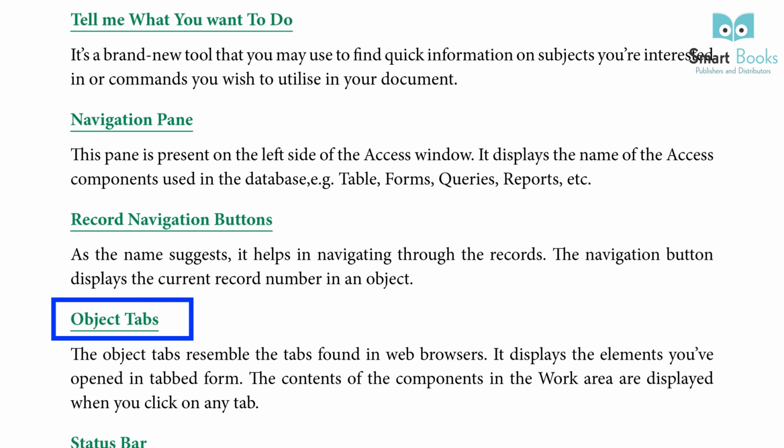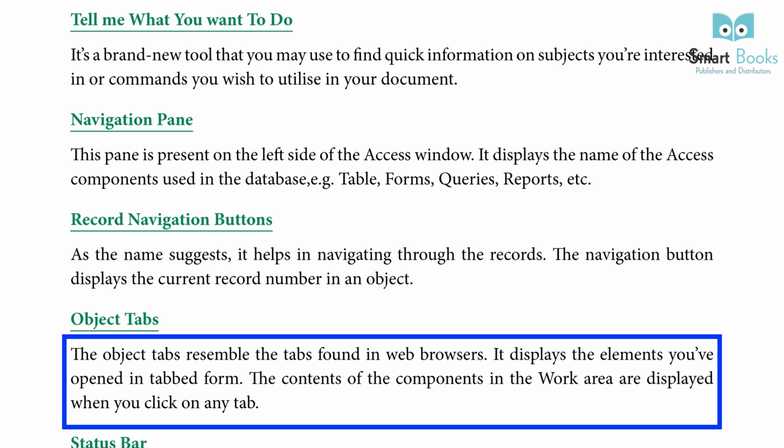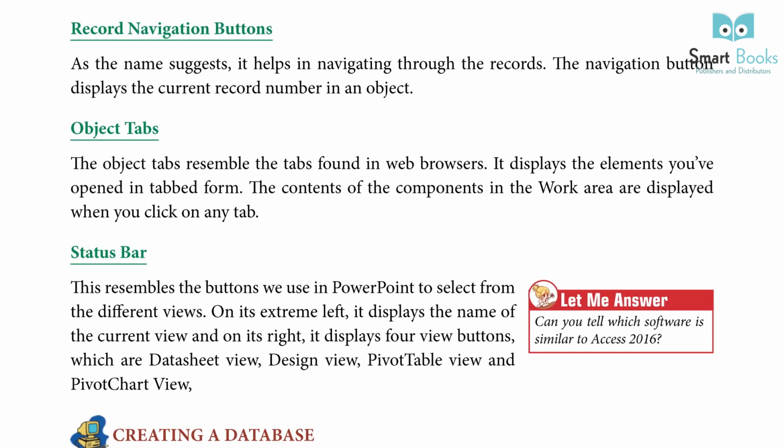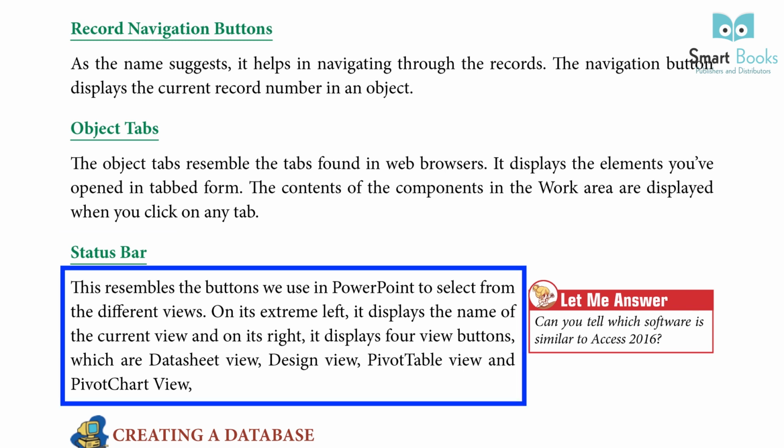Object tabs. The object tabs resemble the tabs found in web browsers. It displays the elements you have opened in tabbed form. The content of the components in the work area are displayed when you click on any tab. Status bar. This resembles the button we use in PowerPoint to select from the different views.